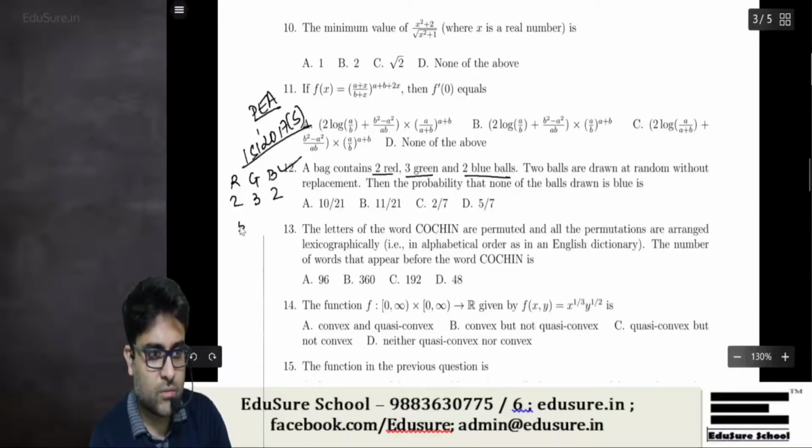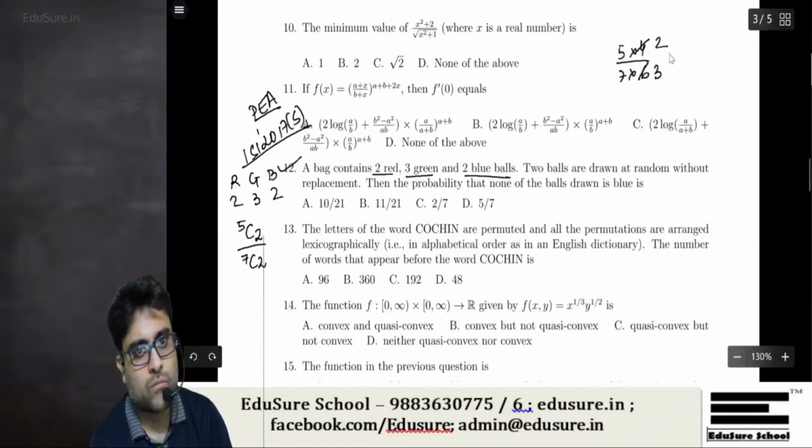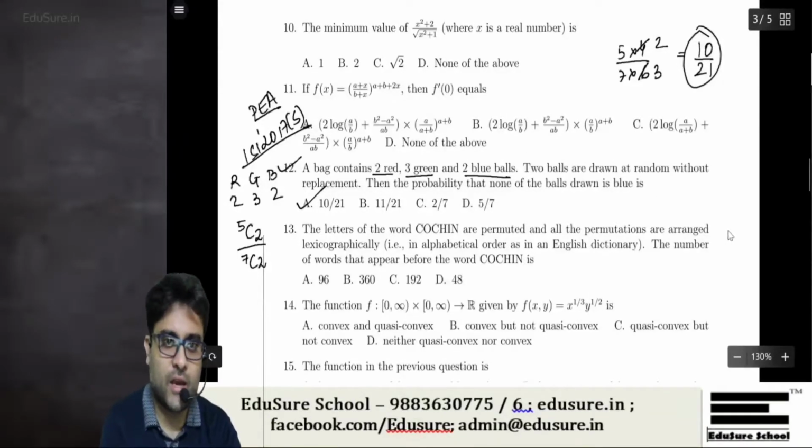None of them is blue. It can be red or green. All cases: 7C2. Favorable: 5C2, which is 5 into 4 by 7 into 6, which gives 10 by 21. Answer is A.